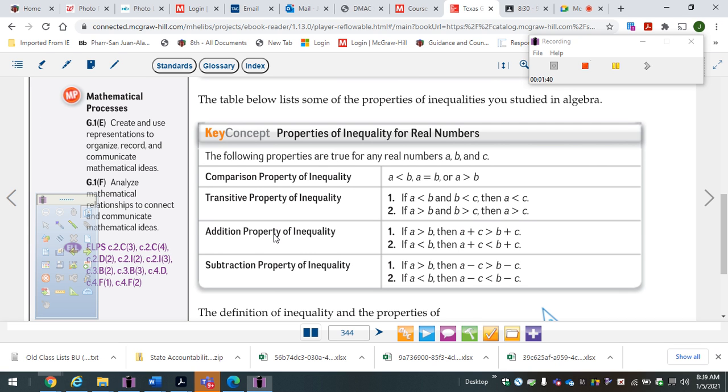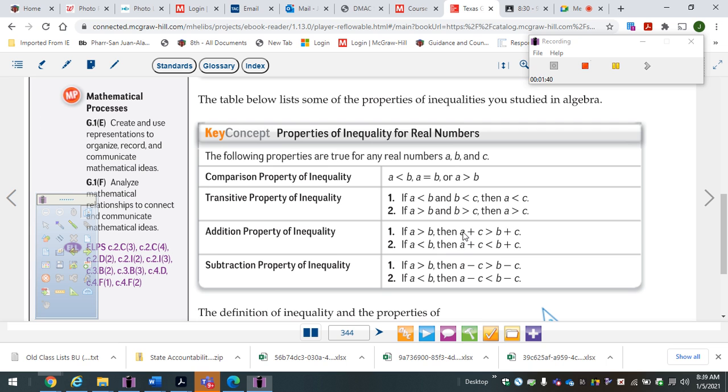Addition property of inequalities. This is saying there's a relationship. You know that A is greater than B, and you get some number C and add it to both sides of the inequality, and it stays true. If you add the same constant to both sides, the inequality still stays true. We use that to solve inequalities. That also happens when it's smaller.